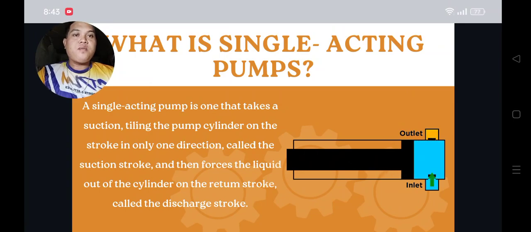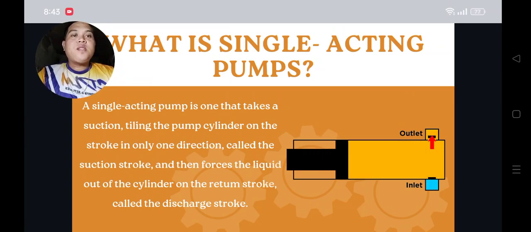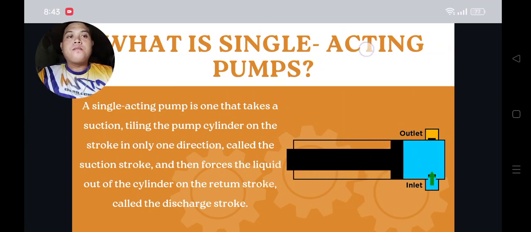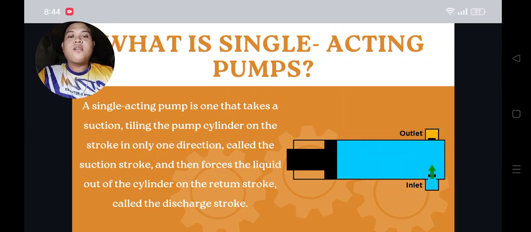A single acting pump is one that takes suction, filling the pump cylinder on a stroke in only one direction, called the suction stroke, and then forces the liquid out of the cylinder on the return stroke, called the discharge stroke. The blue represents the suction stroke, while yellow is the discharge stroke. A single acting pump has four categories, which are similar to the double acting pump.